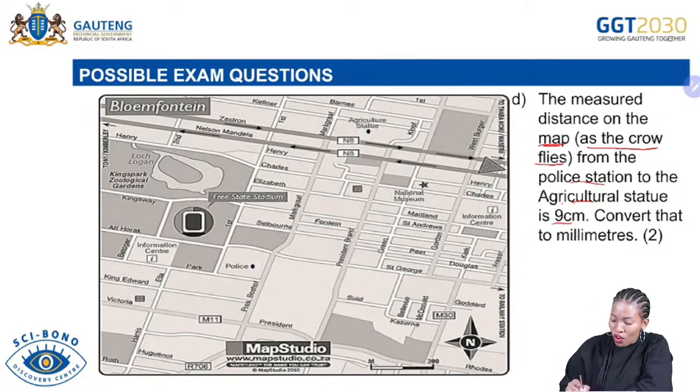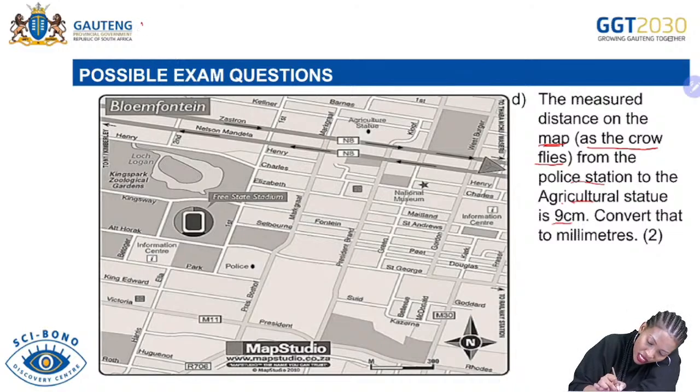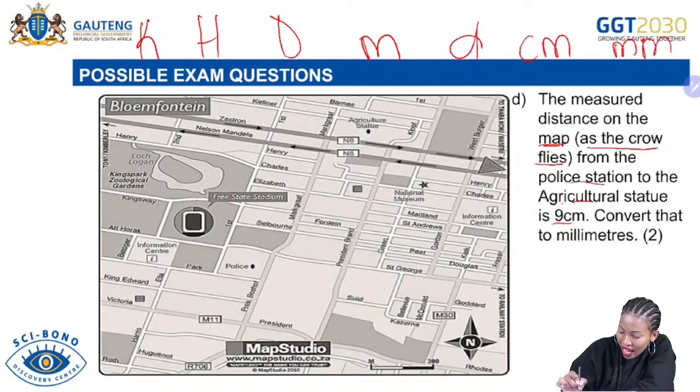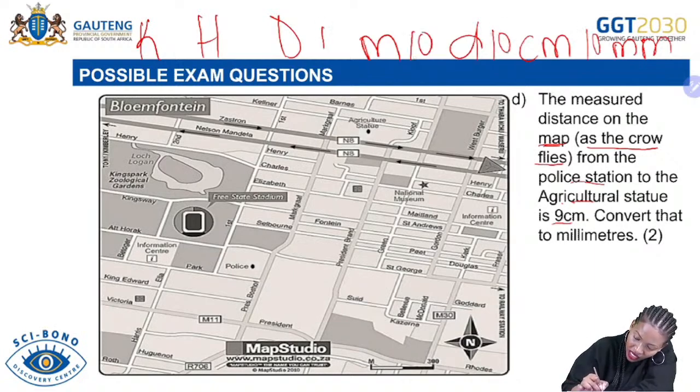Now, you need to convert this 9 centimeters to millimeters. Guys, you are going to find questions like this in the exam. You must know your metric conversions. You must know them from memory. So what do you use to help you? We are using King Henry died, miserable death, cold, measles. And then in between, you've got a 10, a 10, a 10, a 10, and a 10.